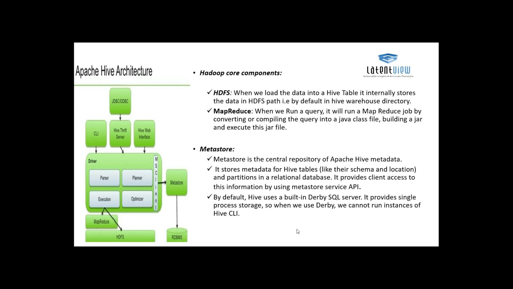So what are the Hadoop core components? It's only two things: HDFS and MapReduce. HDFS means whenever you create a table in Hive, by default it will be stored in the Hive data warehouse location, which is /user/hive/warehouse. In that location, it will be stored.